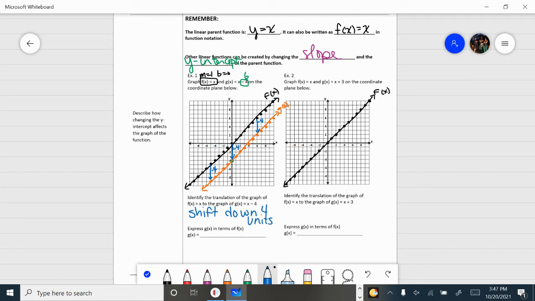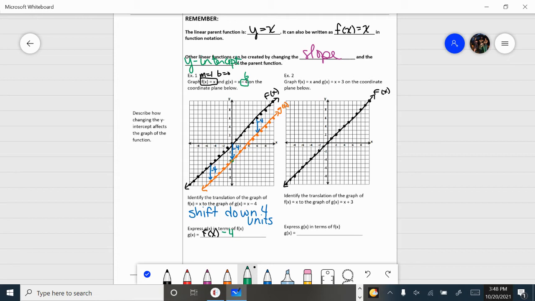Okay, now if we write this transformation equation in terms of f of x, in function notation, all we're going to do is say g of x equals f of x, and then our translation was down 4. So we're going to have a -4 for our translation.